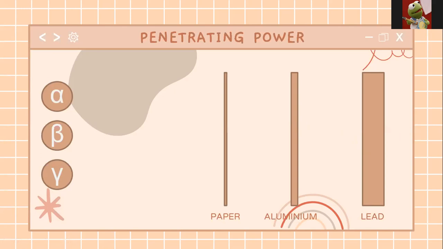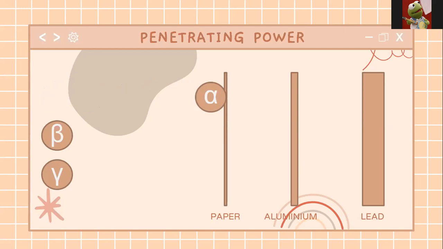However, over here, I have three types of materials: paper, aluminum, and lead. Let's see which out of these three types of radiation has the weakest penetrating power and the strongest penetrating power. So let's start off with alpha radiation. As you can see here, alpha radiation cannot pass through paper. That means it has the weakest penetrating power out of the three radiations.